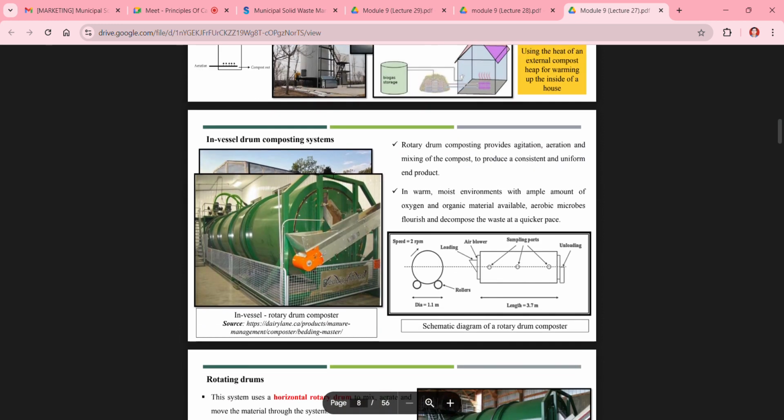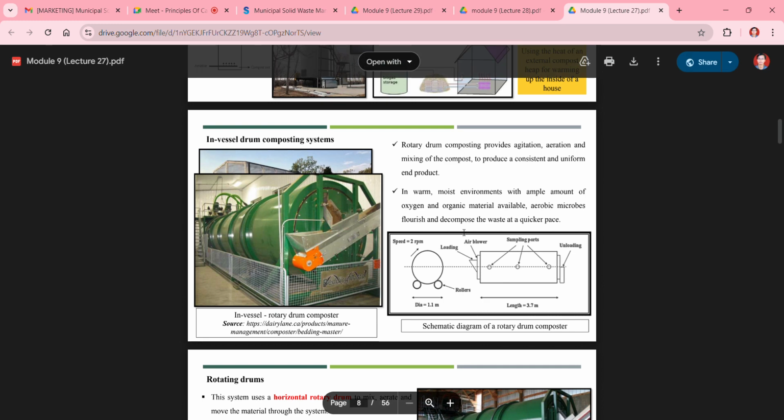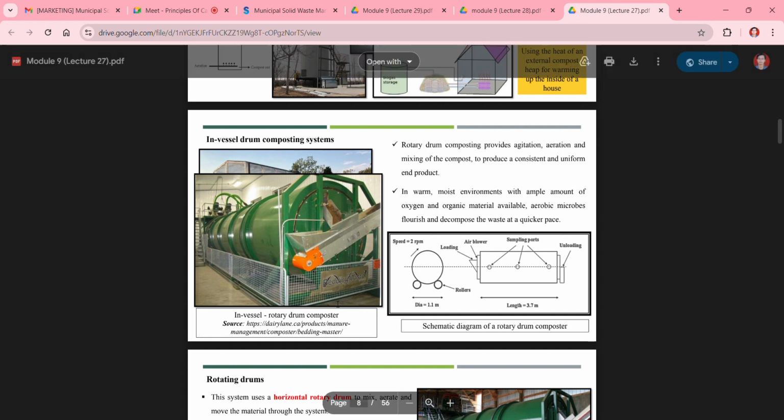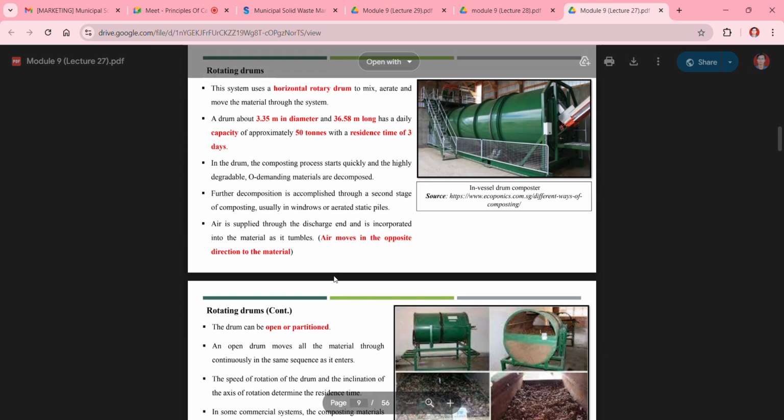In the in-vessel drum composting system, we provide a system for air blowing, and we rotate that drum continuously during the composting process. So whatever waste material we provide is going to mix properly, and due to that mixing, we provide the aeration inside that material, for the proper composting process.